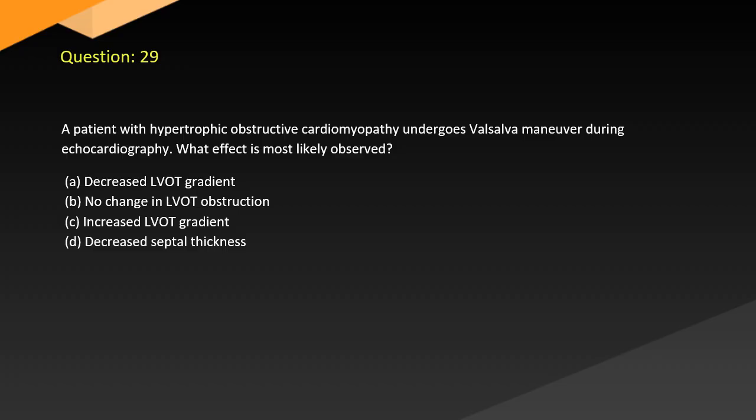Question 29. A patient with hypertrophic obstructive cardiomyopathy undergoes Valsalva maneuver during echocardiography. What effect is most likely observed? A. Decreased LVOT gradient. B. No change in LVOT obstruction. C. Increased LVOT gradient. D. Decreased septal thickness.